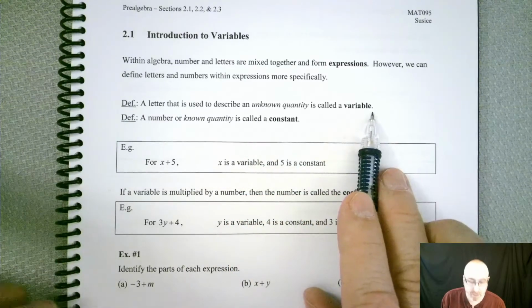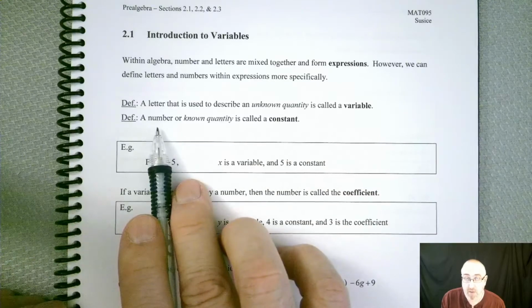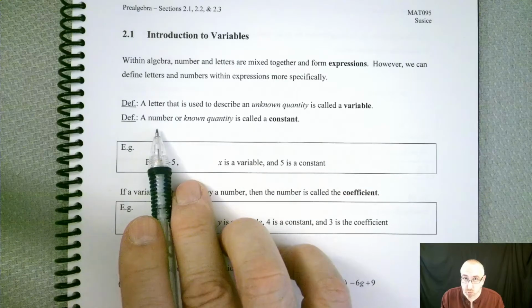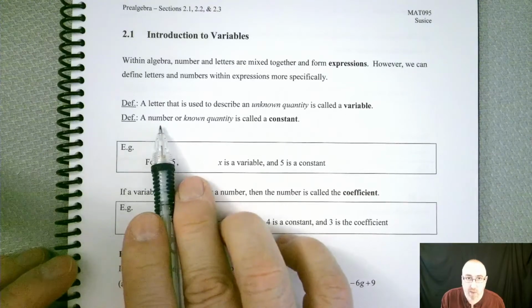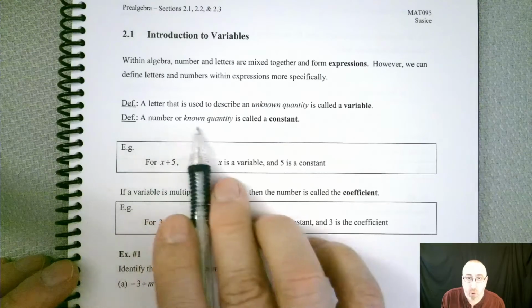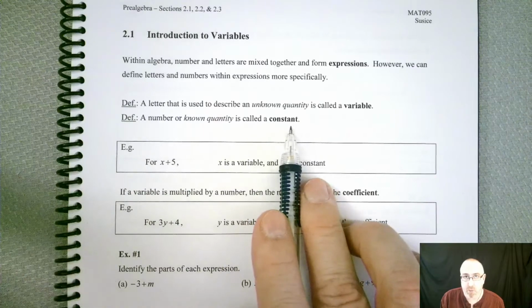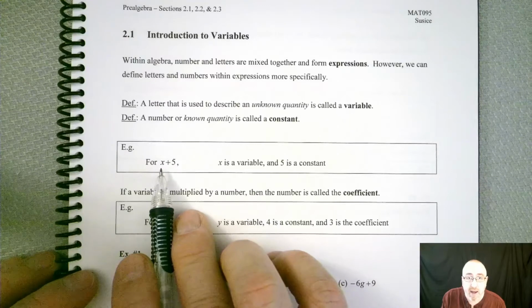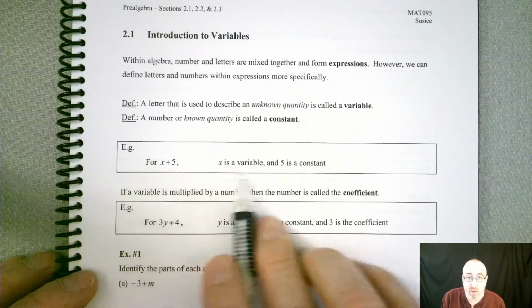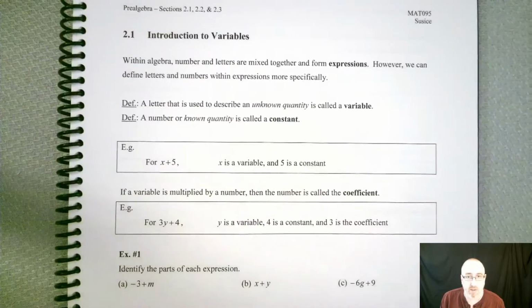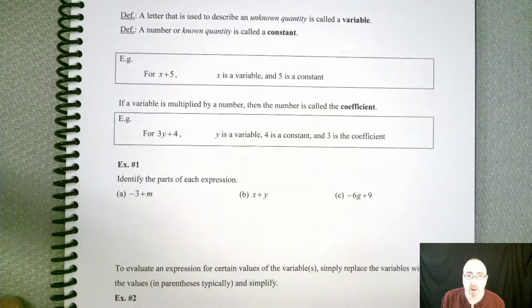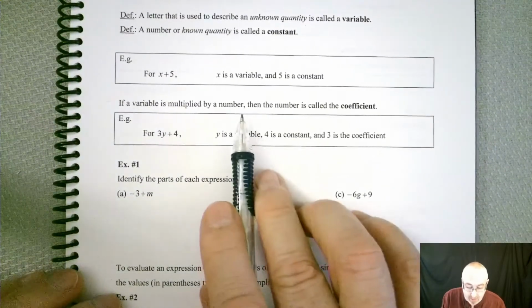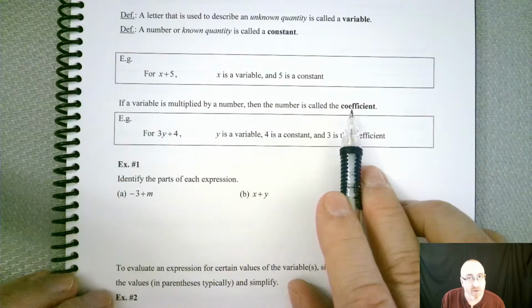That's the technical name. As far as the number part of it, we have two ways that we can describe it. When it's by itself, a number or known quantity is called a constant. And when it's attached to something, then we're going to call it something else. So for example, x plus 5: x would be considered the variable, 5 is the constant. Nice and cut and dry. When we multiply a variable and a number together, then the number is called a coefficient.